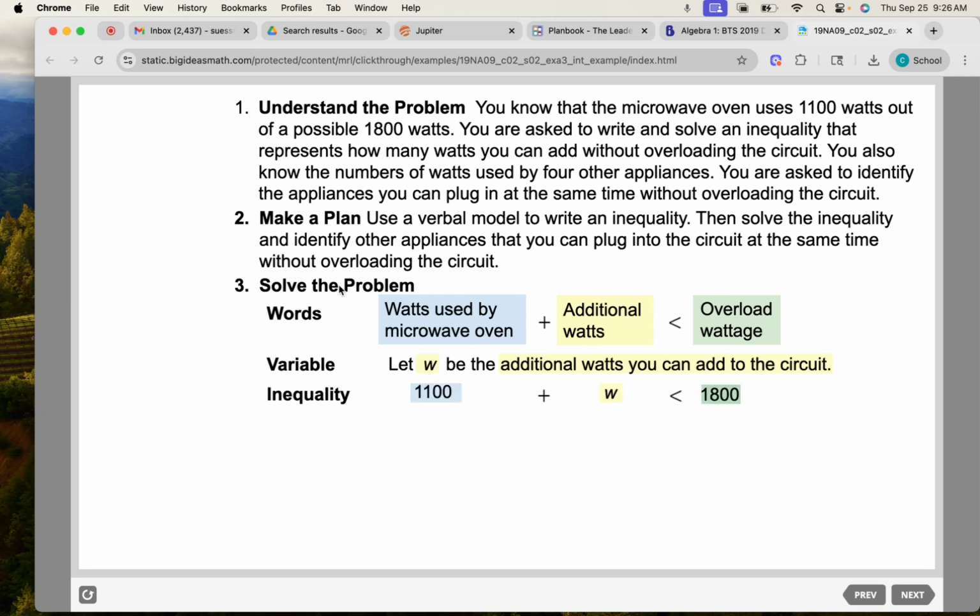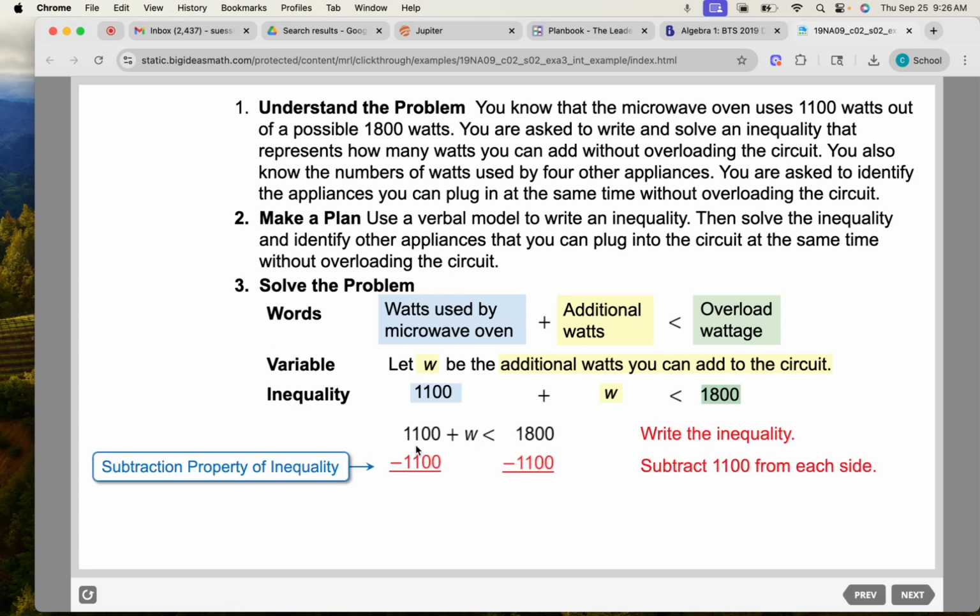So then there's the algebra. Write down 1100 plus W, because W for watts. If you put X, that would also be true. Is less than 1800. Yes. All right, so now we have an inequality, but we need to simplify this inequality. How would I simplify it? Correct. Yes. So then we would subtract that, and you would get W has to be less than 700, because we're already plugging in the microwave.